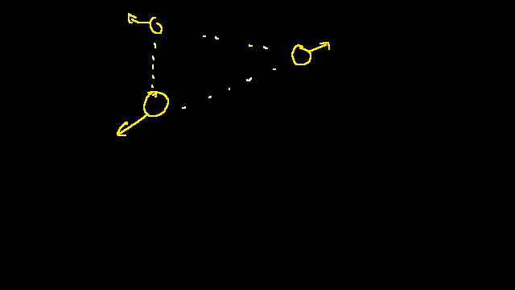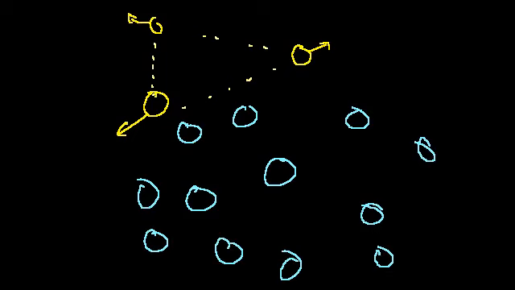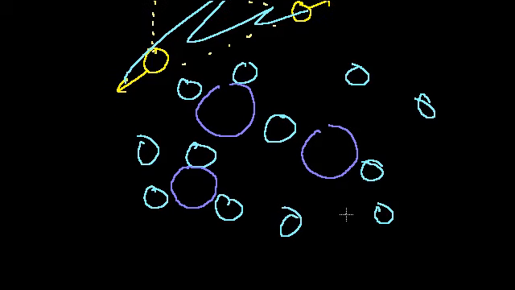Now, when you put this in liquid, and this is at least my intuition, let's just say this is a bunch of water molecules here. If you were to dissolve, let's say, carbon dioxide in water, those are some carbon dioxide molecules. I'm just drawing the whole molecule as a circle.